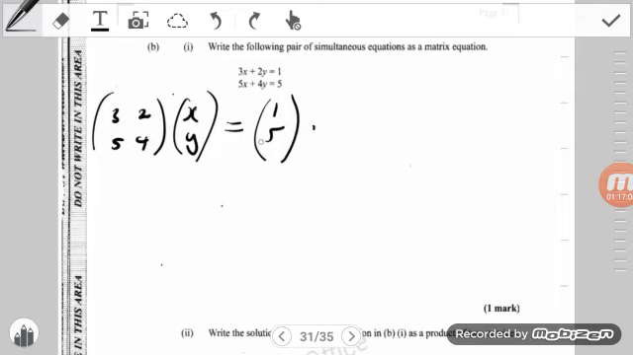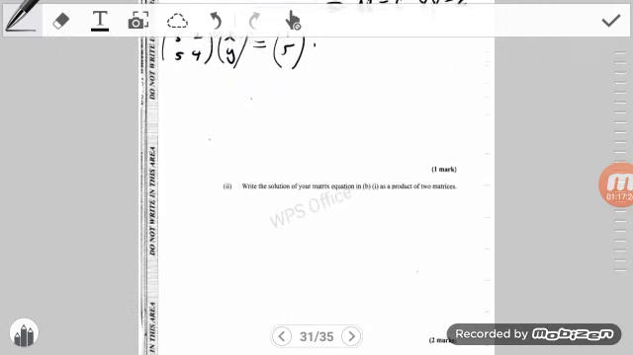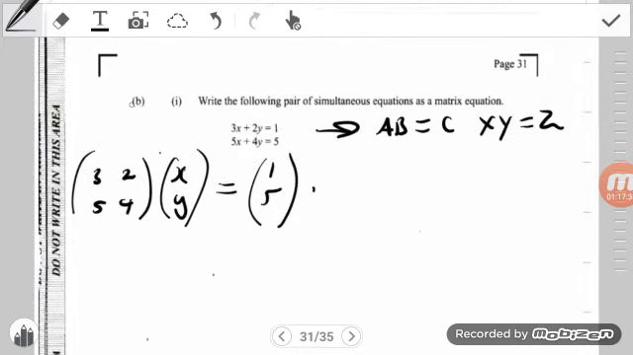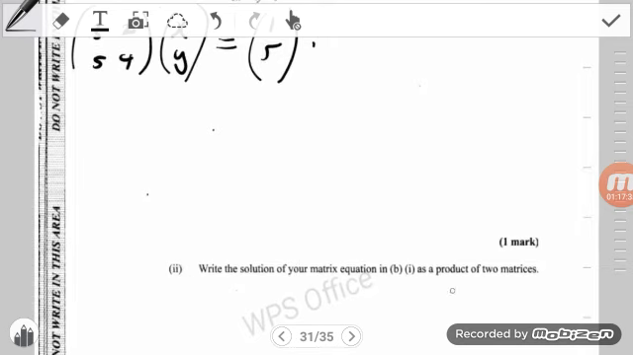Alright? We often refer to this as AB is equal to C, or sometimes they might say XY is equal to Z. So the product of two matrices, which is the 2 by 2 and the 2 by 1, is equal to a 2 by 1. So hopefully you've seen that somewhere. Alright? And then you have to write the solutions of the matrix equation written in part BI. You're going to write the solutions as a product of two matrices.